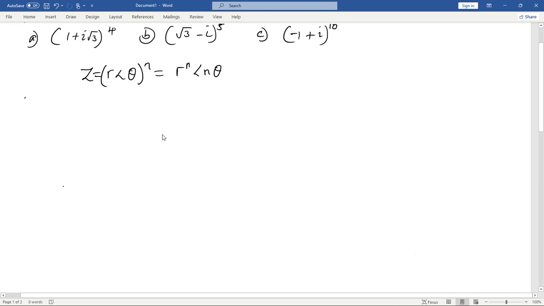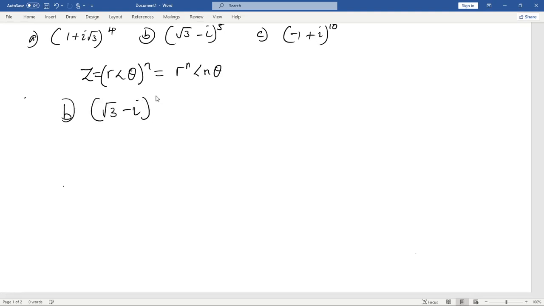Good. So we apply the same principle on B here. For B, we have the root of 3 minus i, to the power 5. So we change what we have here into polar form, meaning that we need to write it in this form. Here we know that r is simply equal to the root of x squared plus y squared, then theta is simply equal to tan inverse of y over x.